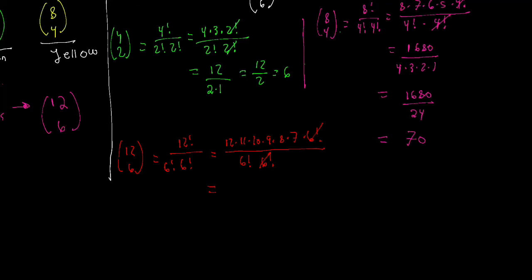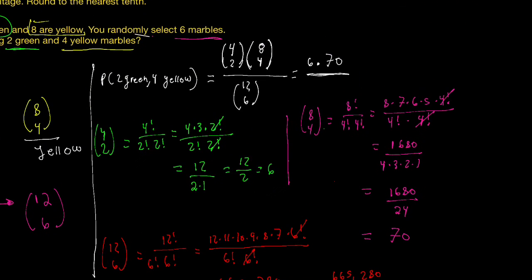So let's calculate the numerator here. And I'm getting 665,280. We're going to divide that by 6 factorial, which is 6 times 5 times 4 times 3 times 2 times 1, and that is 720. So 665,280 divided by 720 is 924. So that is the sample space.